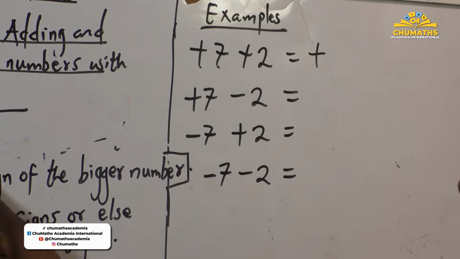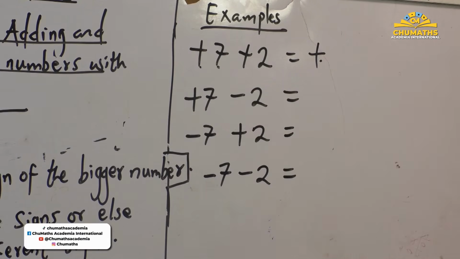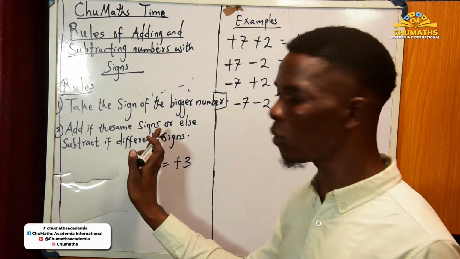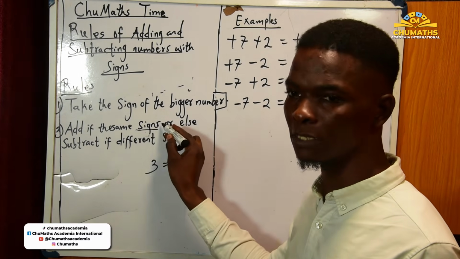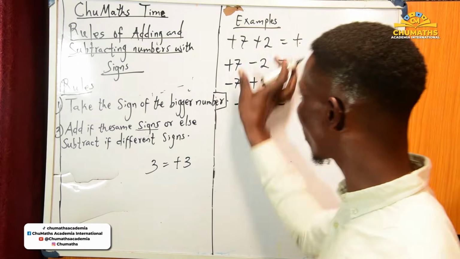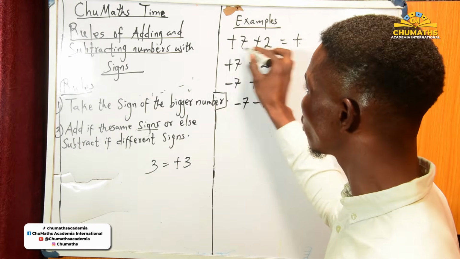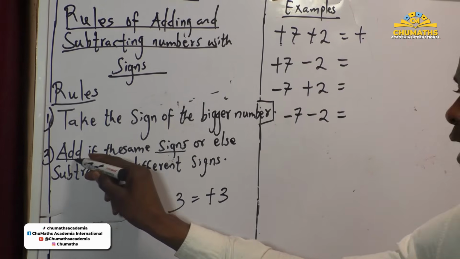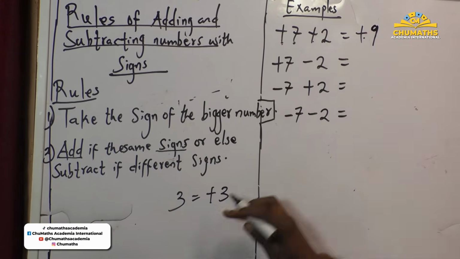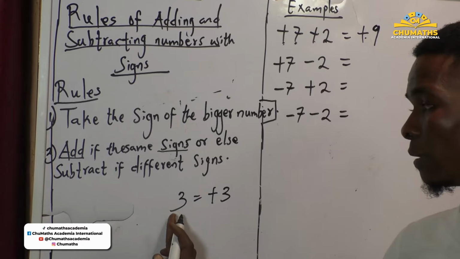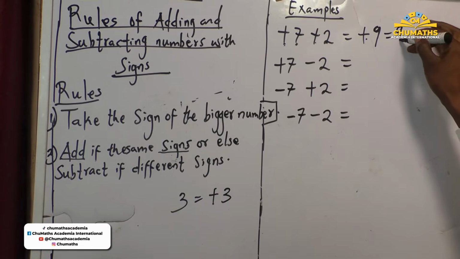So the first rule says take the sign of the bigger number. So the bigger number here is plus, and the second rule says add if the same signs, or subtract if different signs. If you check, signs is plural, not singular. So we are considering two signs now. Are the two signs the same? Looking at it, you know that the two signs are the same. That means you add. So 7 plus 2 is 9. And from what I established here, 9 also means plus 9.